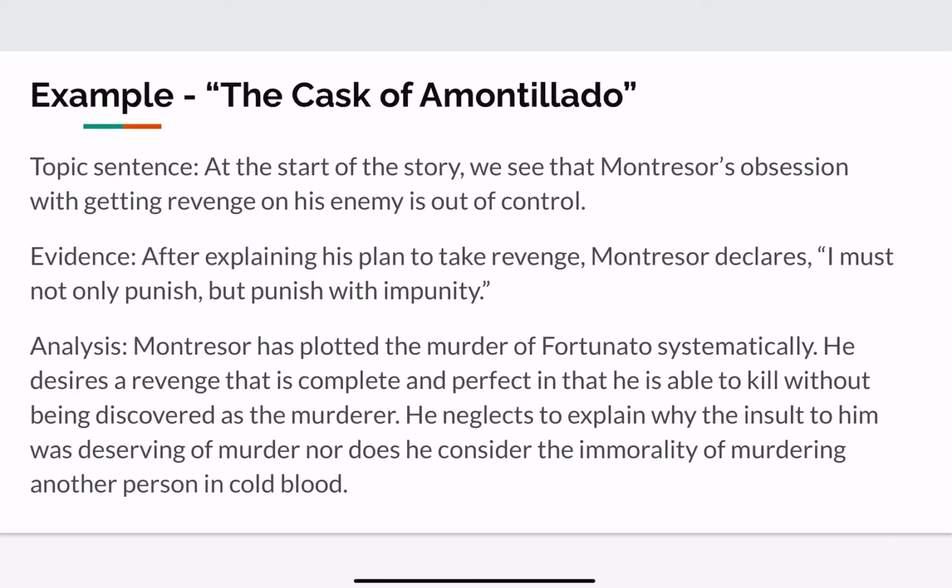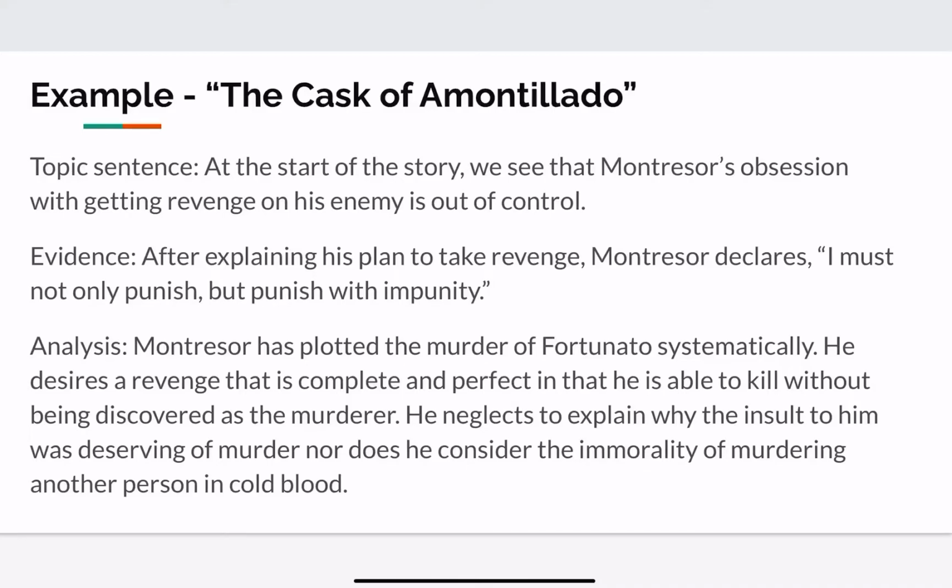Another example from The Cask of Amontillado, the topic sentence says, "At the start of the story, we see Montresor's obsession with getting revenge on his enemy is out of control." So all we need to be able to do in this paragraph is to prove this one simple thing, that Montresor's obsession with revenge is causing him to be out of control. The evidence we have says, "I must not only punish, but punish with impunity." And so that means without being punished himself.